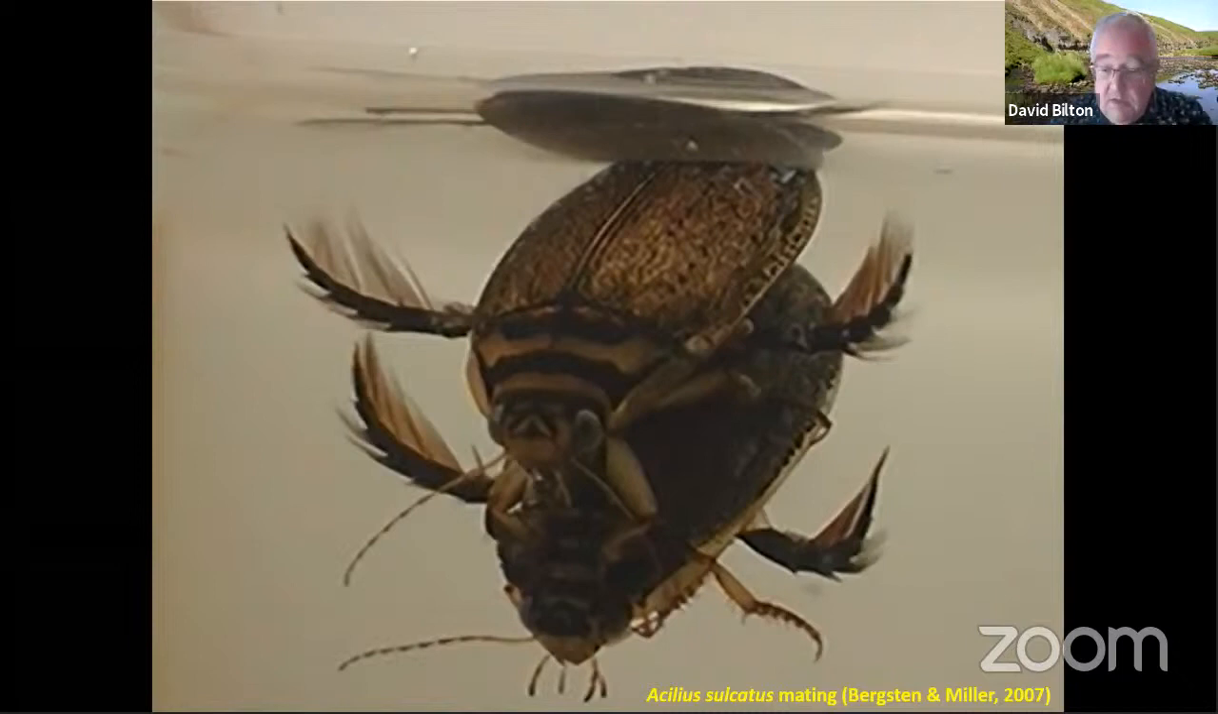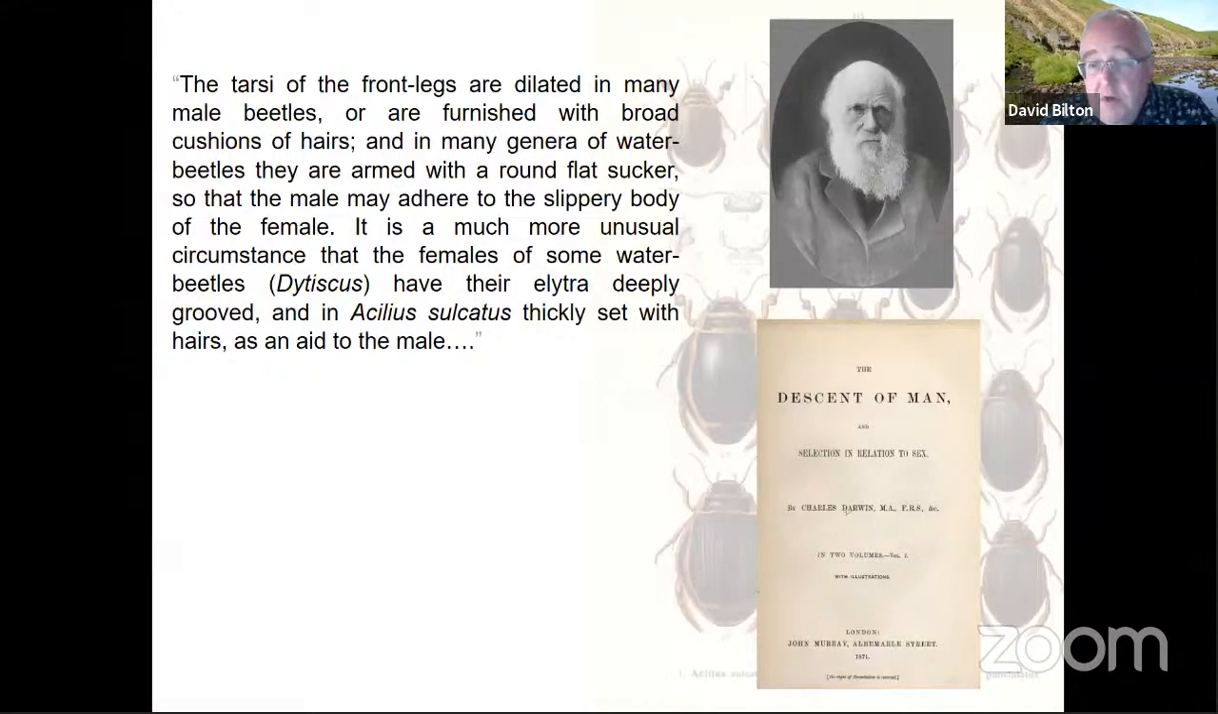Okay. Now, if we think about this pairing process, the morphology and behaviour of these diving beetles when they're mating has a long history of study. And it goes back to before Darwin, but Darwin in The Descent of Man and Selection in Relation to Sex, his other great evolutionary work after The Origin of Species, spent a bit of time referring to these beetles. And there's a direct quote from Darwin there, which I'll read out.